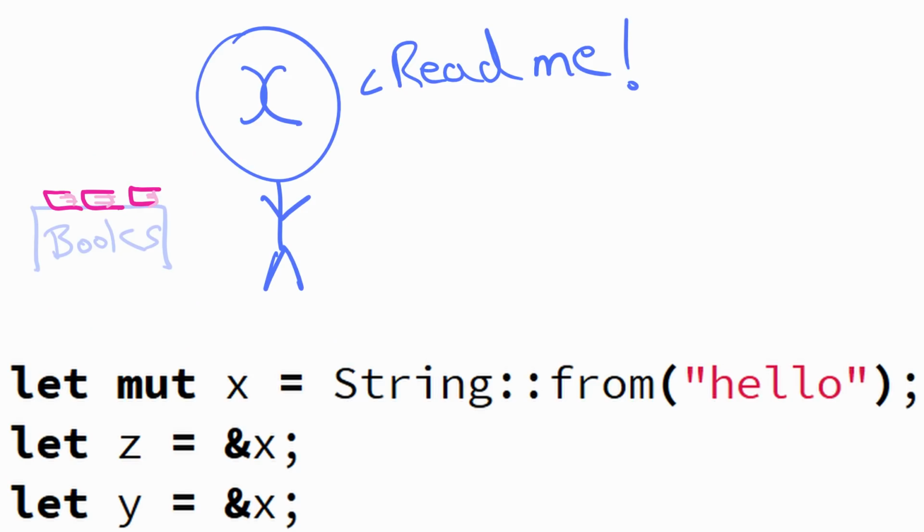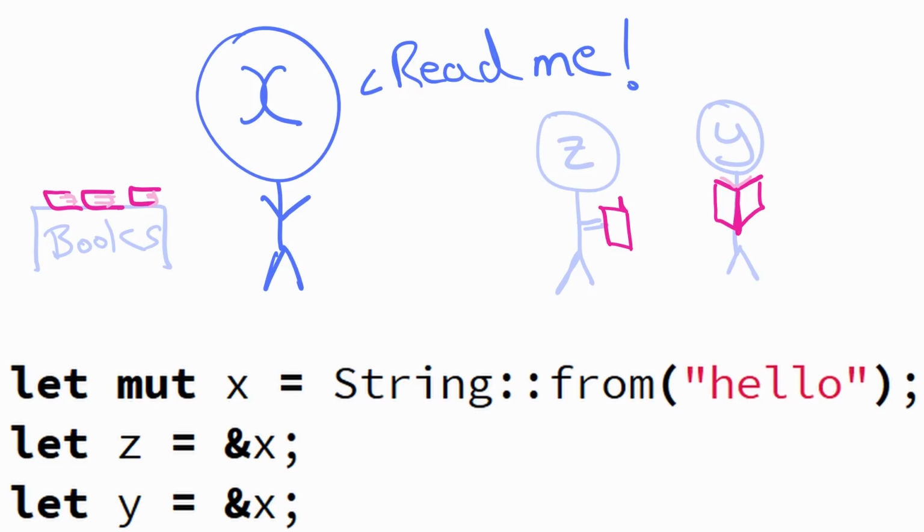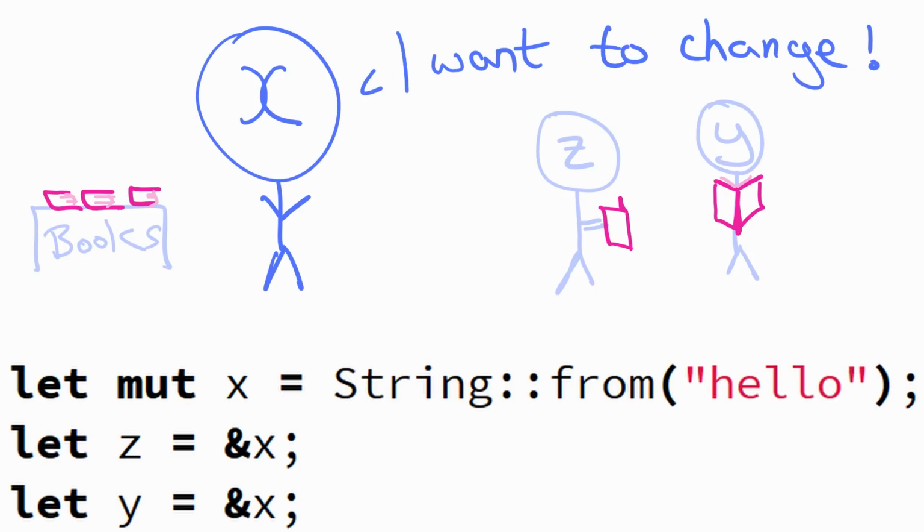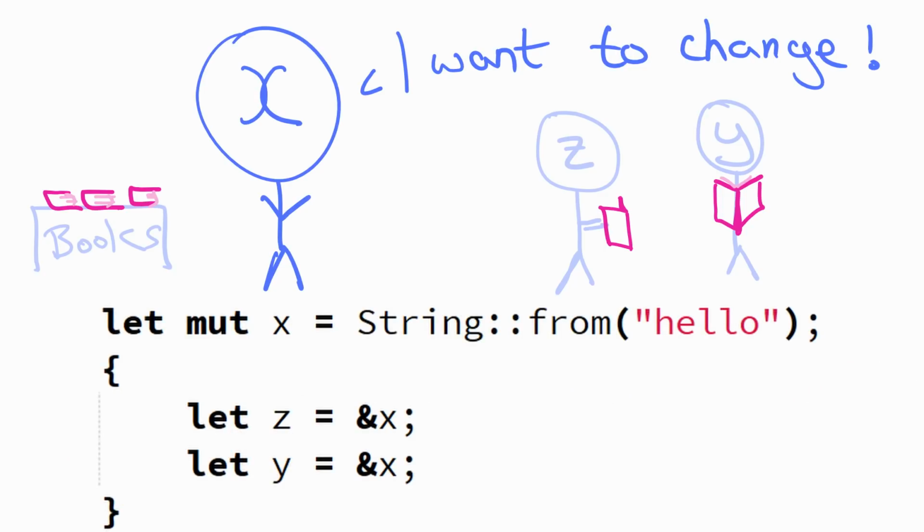Borrowing. The borrowing rules are like so. If you want to hand out read-only access, you can hand out as many borrows as you like. We borrow by using the ampersand. These variables borrow from x and make x read-only. While x is borrowed by z and y, the value is immutable. We cannot change it.